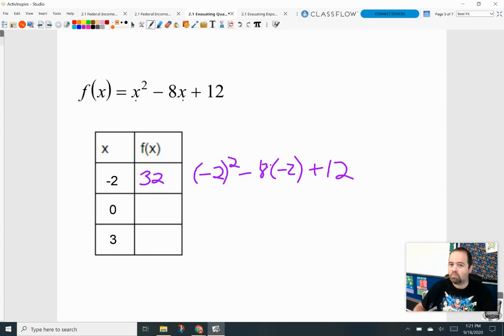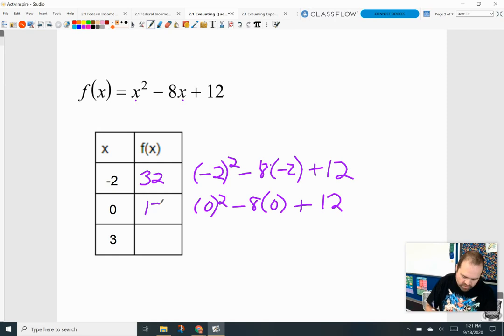You might get some big answers on these simply because of all the squaring and the multiplication and all that other jazz that's going on. So when I plug in a 0, same thing. I'm putting parentheses around my values. 0 squared minus 8 times 0 plus 12. I can do that one in my head. That's 12. Everything canceled out because of the zeros except for the 12 on the end. 0 is a very nice number to work with in functions.